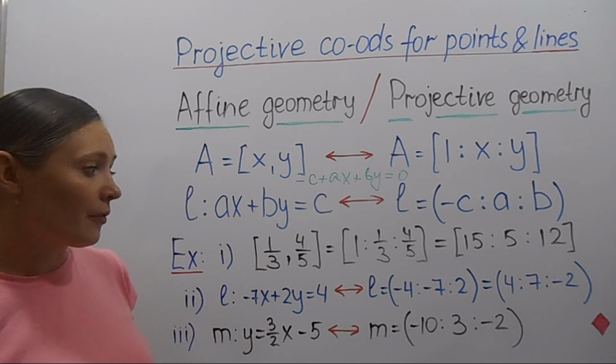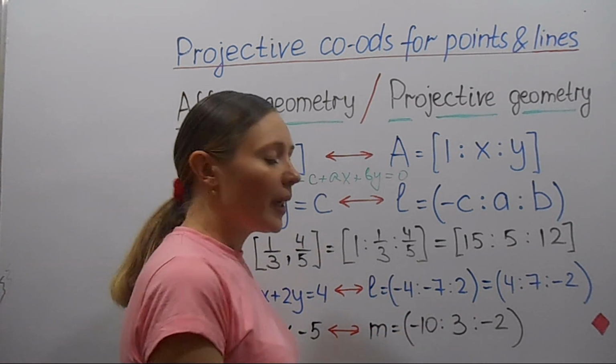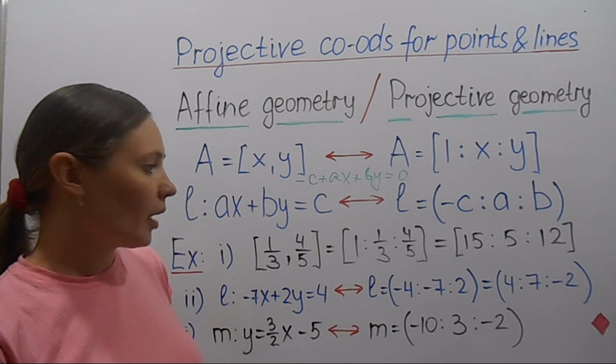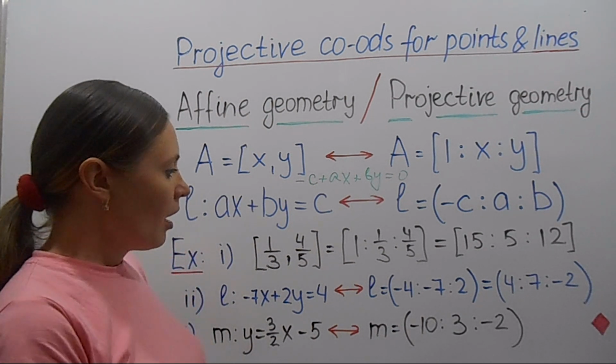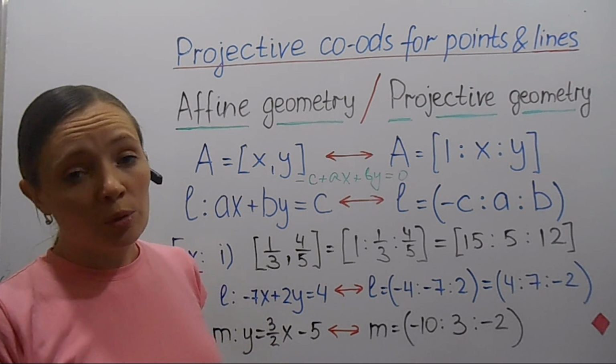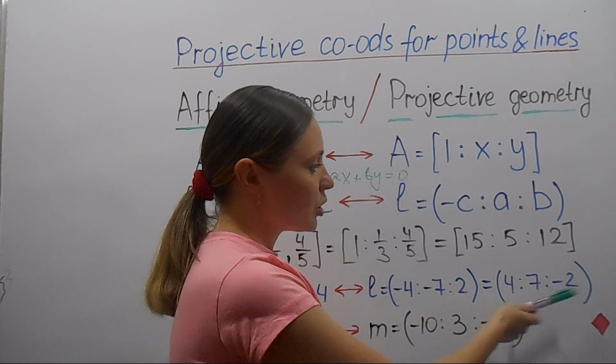And now, once we have done this, we could, if we feel like it, multiply this proportion by any number that we want to, including minus 1, to rewrite it perhaps in a slightly nicer way, as 4 to 7 to minus 2.